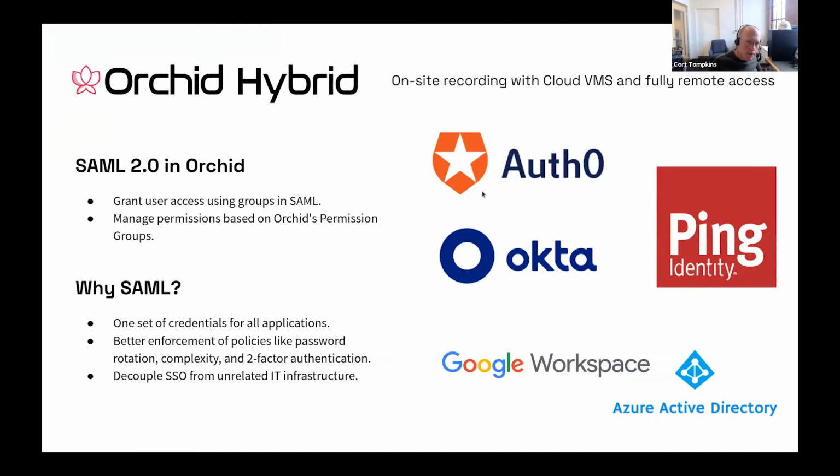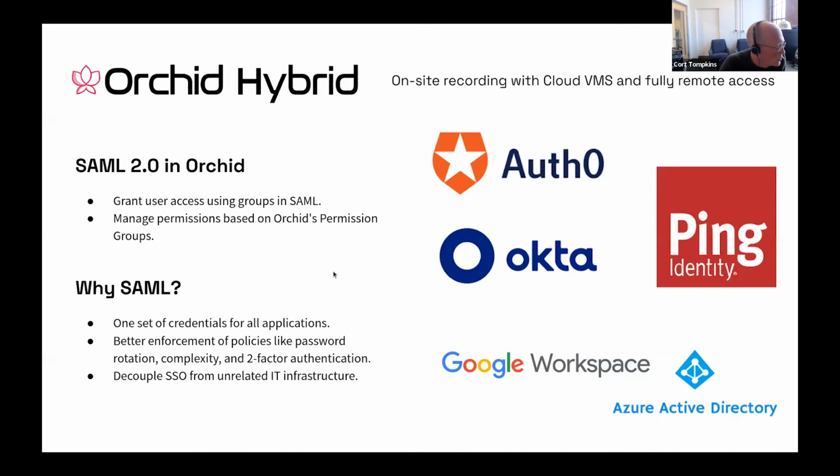So we've tested our SAML integration against a number of different single sign-on providers. These are the ones that we used for our initial testing. This is not an exhaustive list. SAML is a standard, so as long as your identity provider supports SAML, it should work with Orchid. But the ones that we have validated are Auth0, Okta, Ping, Azure Active Directory, which is in the process of being renamed, I believe, to Microsoft Entra ID, as well as Google Workspace. There's plenty of other identity providers out there, CyberArk and a bunch of others. They all support SAML. They'll all work with Orchid as well.